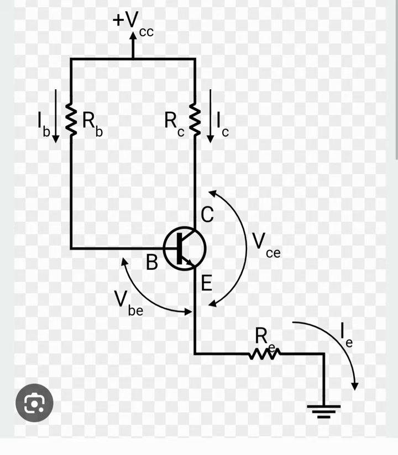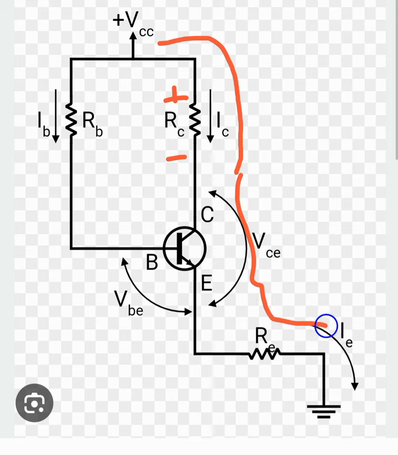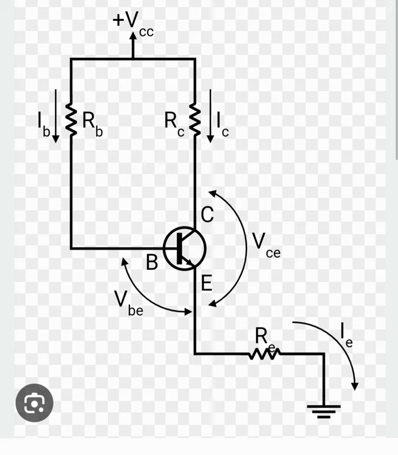The second loop where you can apply Kirchhoff's voltage law is VCC minus IC RC, actually, minus VCE minus IE RE equal to 0. So there are two loops that we've just seen to calculate various voltages and currents. It's called fixed bias because the biasing is provided through a fixed resistor RB through which the current can flow, and the rest of the operation of this NPN BJT transistor would be the same.